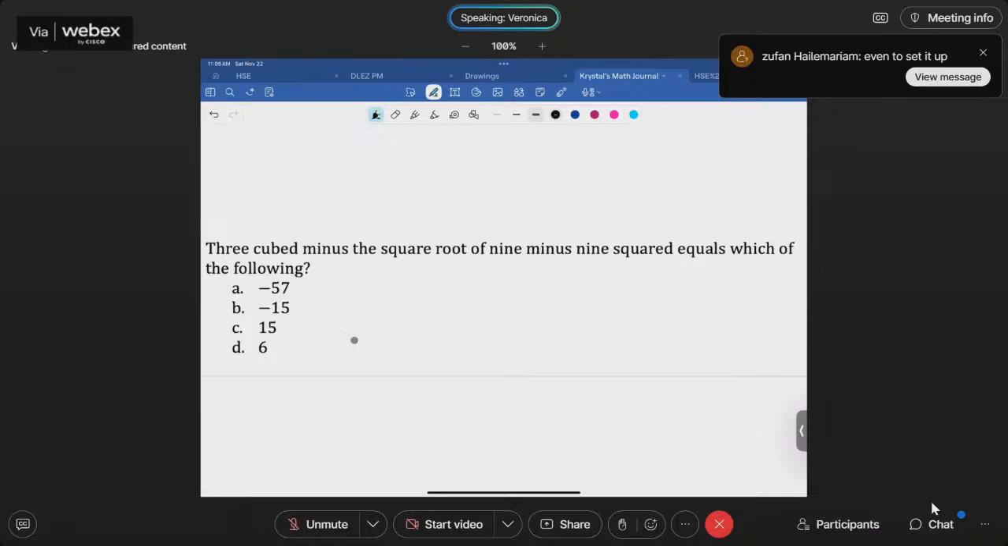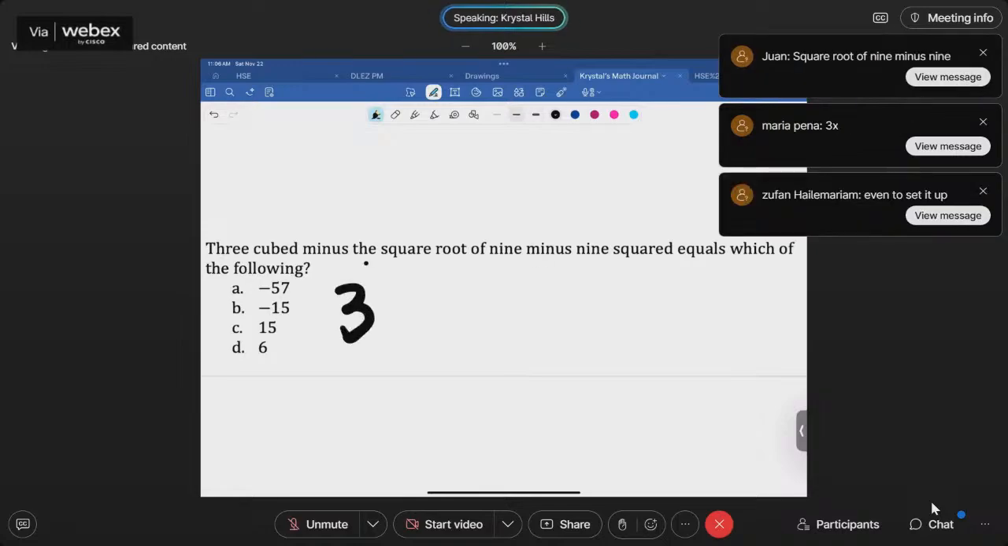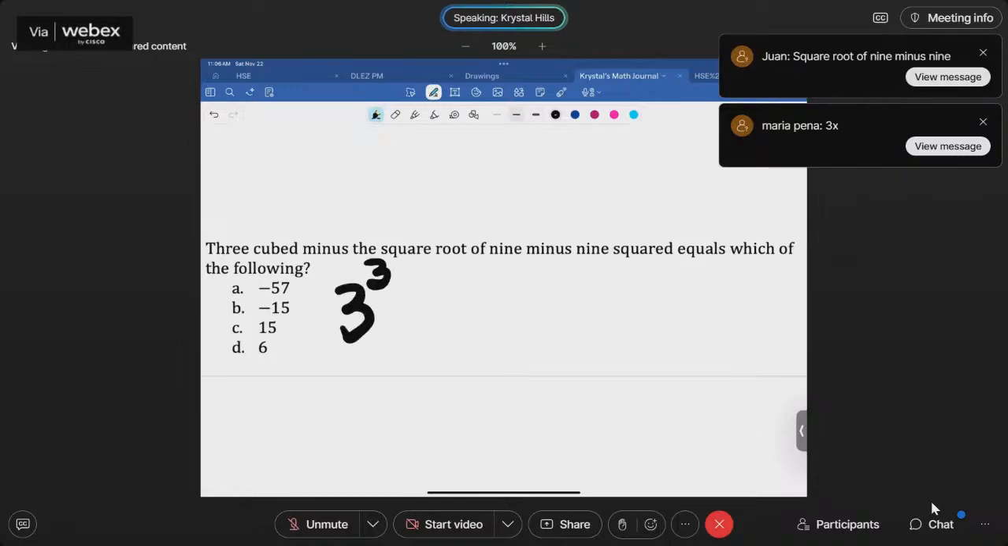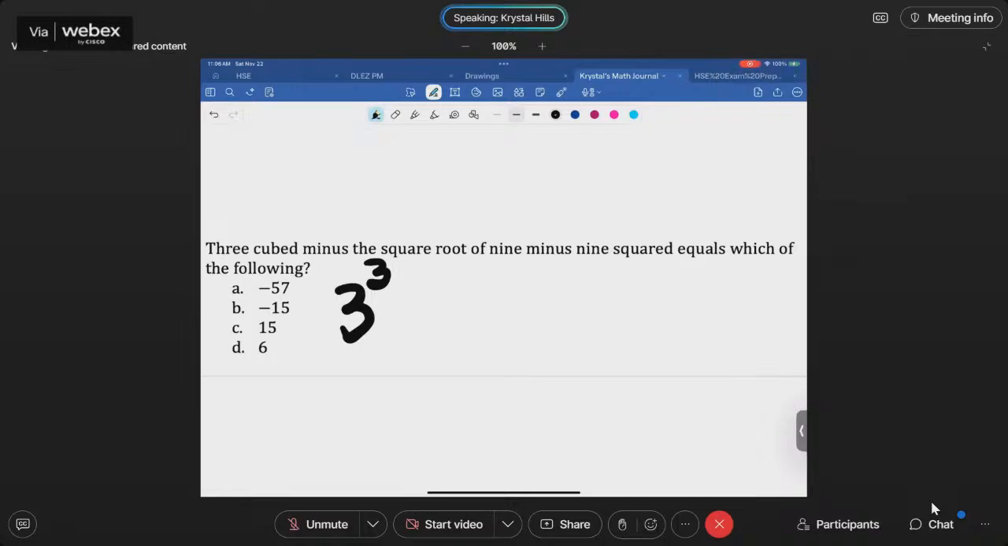It's 3 to the third power. Okay, hold on. My pen is too big. We have 3 to the third power. Okay, keep going. And then the next one, it shows the square root of 9. You can't do that. You said 3 cubed and you went straight to square root. You skipped 2 words.